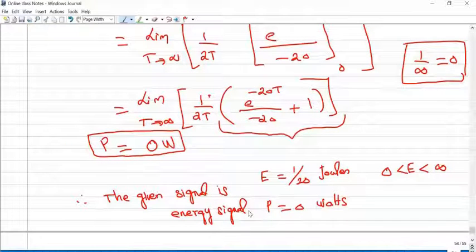Like this, we will be solving more problems in the next classes: how to identify whether the given signal is an energy signal, a power signal, or neither. In some cases, both conditions will not be satisfied. In that case, we have to write the comment that the given signal is neither an energy signal nor a power signal.